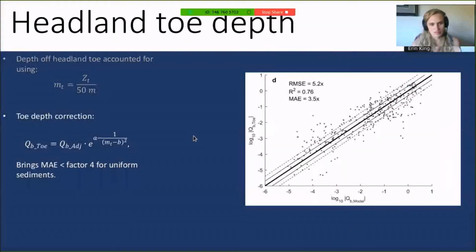So we've introduced this new correction here. This is that QB adjusted from before, and then we're adding another exponential term here, where A and B are fitting parameters, and MT here is our MT parameter. And we see that it brings the MAE, the mean absolute error, down to within a factor 4. And we see that it's doing fairly well. It's able to capture the magnitude of headland bypassing quite well. This is for uniform sediments in wave-dominated conditions.